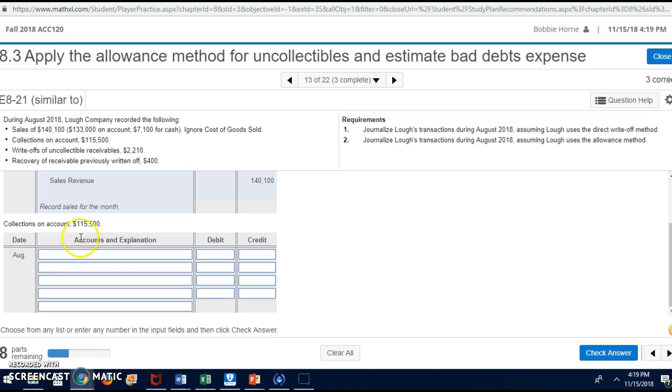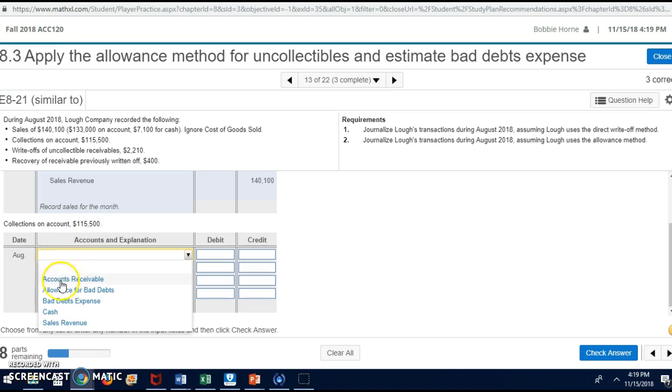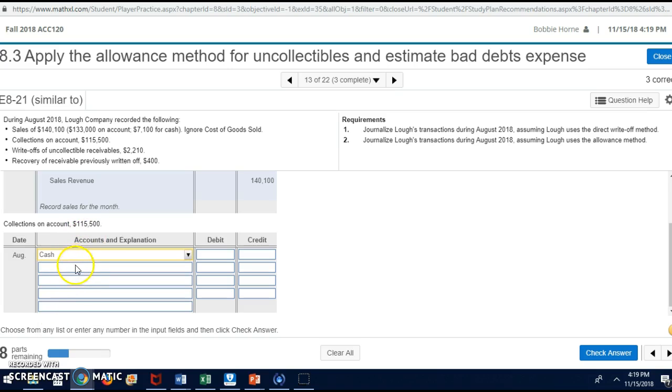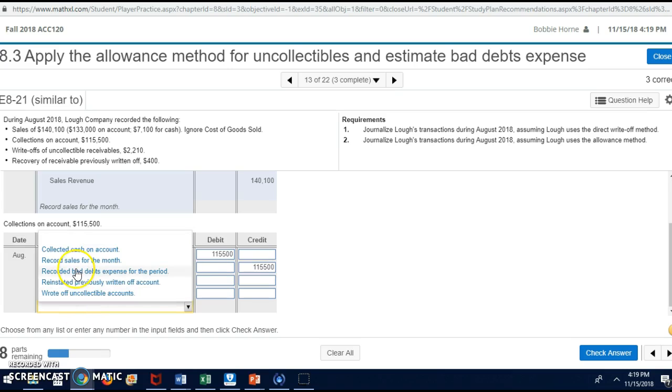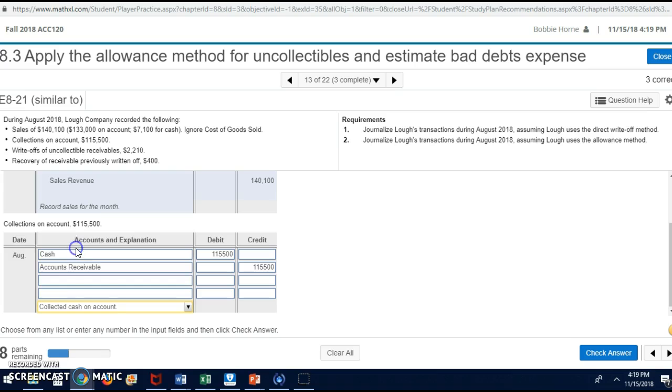The next part is where we collect on account, so we're getting cash for our accounts receivable. So cash is increasing, so we will debit it, and accounts receivable is decreasing, so we will credit it, and we collected the cash on the account.